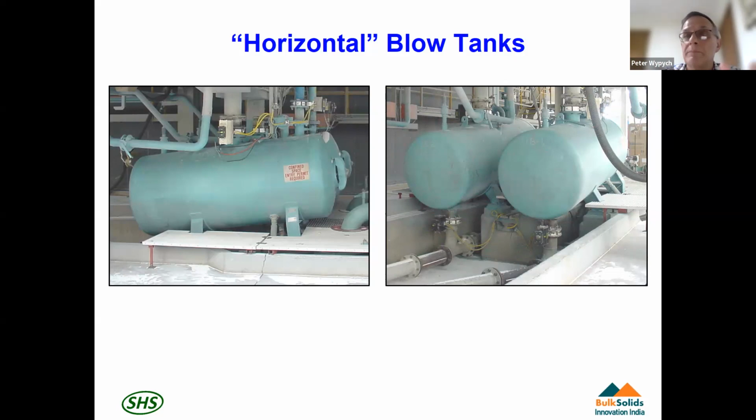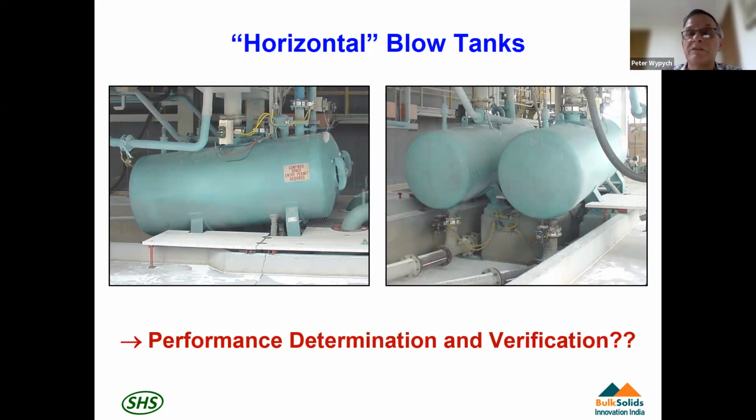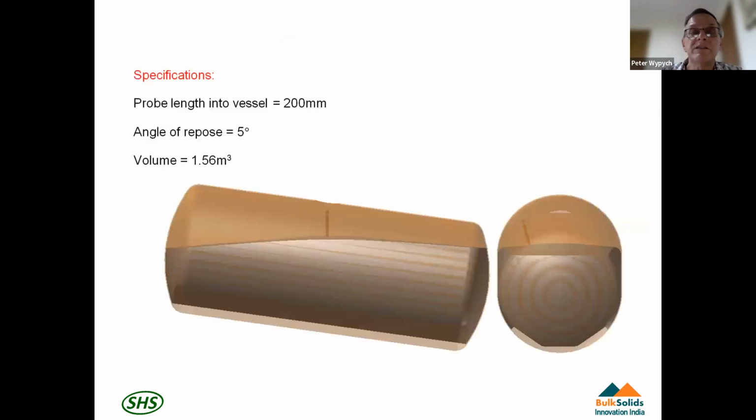Anyway, we ended up going through the issue of quantification. As I said before, it's one of the first steps. So how do we determine the performance of the system? How do we verify those numbers? And there are no load cells, no tonnages. The issue is real in ash handling plants and many pneumatic conveying systems.